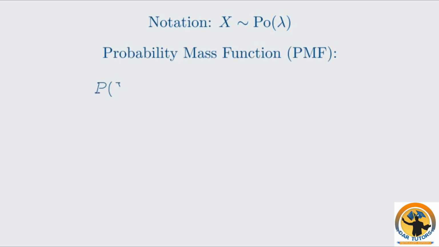Let's formalize this. If a random variable X follows a Poisson distribution with an average rate of lambda per interval, we say X is a Poisson random variable. We write this as X is distributed as Poisson with parameter lambda. For our call center, X would be distributed as Po(5). The probability of getting exactly x events in the interval is given by this Poisson probability mass function. The term x factorial is the product of all integers from 1 up to x.